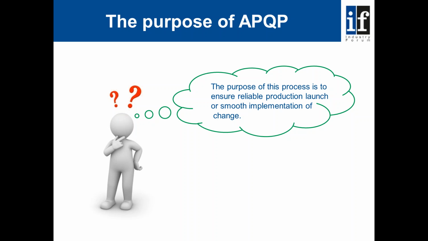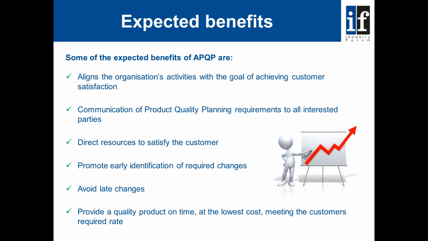So what could we categorize the purpose of APQP being? Well, the purpose of this process is to ensure reliable production launch and also smooth implementation of change. The expected benefits align very nicely, and that is that the organization's activities align with the goal of achieving customer satisfaction. We have communication of product quality planning requirements to all interested parties. We're able to direct resources to satisfy the customer. We're able to promote the early identification of required changes. So we are being truly proactive. If we're being proactive, then we're going to avoid late changes. And obviously late changes become progressively more difficult to manage. Ultimately though, we're going to provide a quality product on time at the lowest cost, meeting the customer's required production and delivery rate.